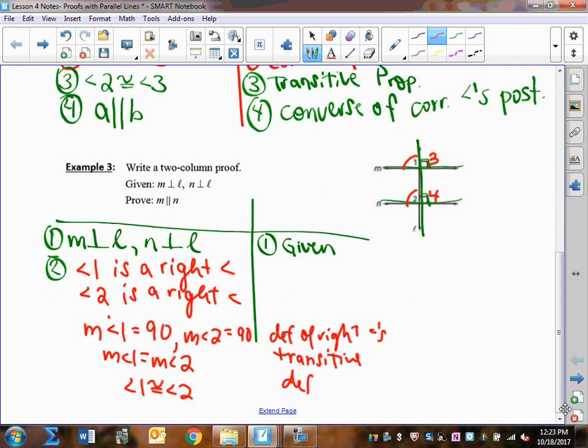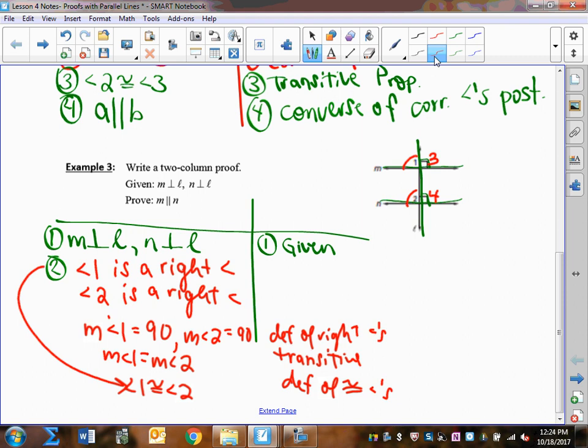Definition of congruent angles. But there's actually a faster way to go from here to there. So you can definitely travel down this road, it just takes a little while. But we actually have something that lets us go from stating 1 is a right angle and 2 is a right angle to stating that they're congruent. So hold that thought. We didn't actually fill in the reason here.